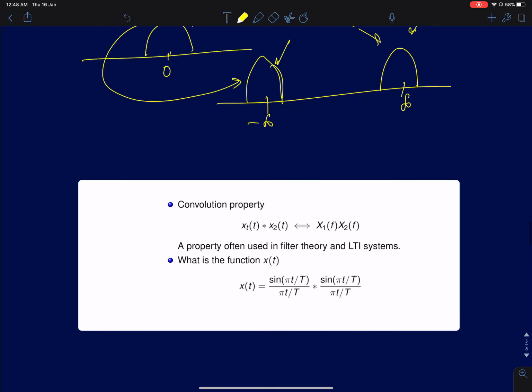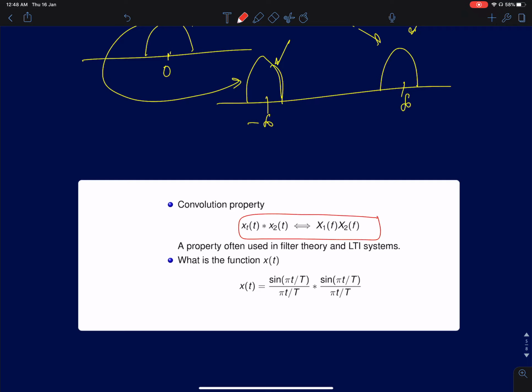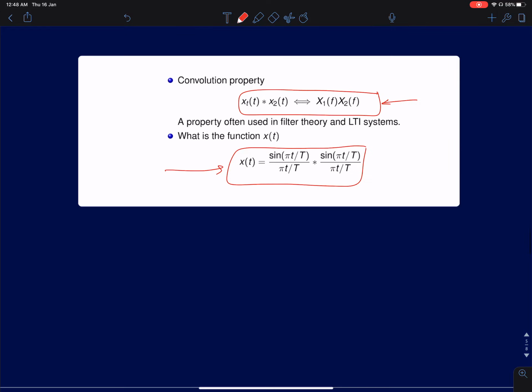Similarly, convolution in the time domain amounts to multiplication in the frequency domain. This is one of the most commonly used properties in almost every filter and LTI system. Again, I have discussed this problem in the class. You convolve two sinc functions, and you also get a sinc function as the output.